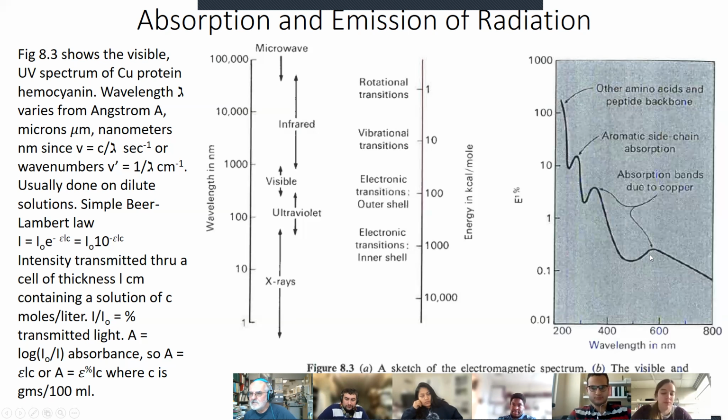Okay, and so these bands near 600 and in the 300s correspond to the copper. The aromatic side chains correspond to this peak here, which is basically tyrosine and tryptophan. And then everything down below that in the low 200s corresponds to the peptide backbone. We'll talk about all of this again later.